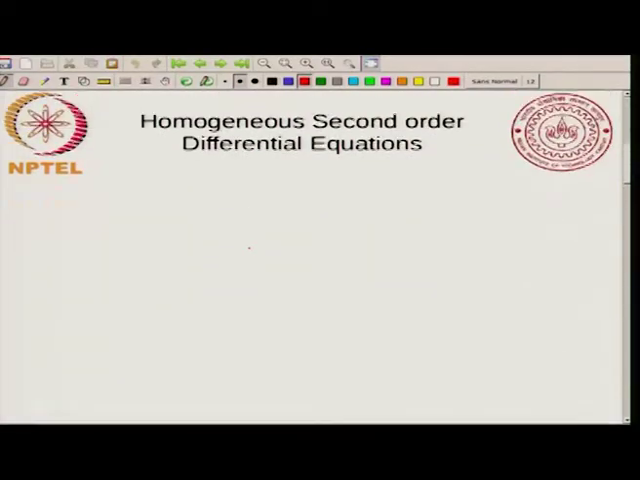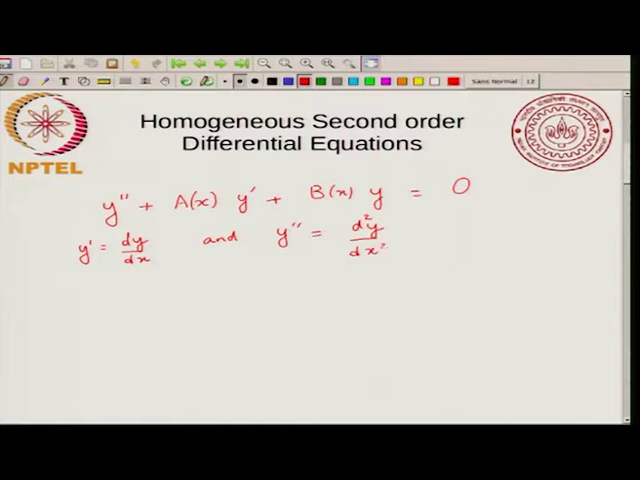So, let us get back to our homogeneous second order differential equation. I will write it in the following form: y double prime plus a of x y prime plus b of x y equal to 0. So, this is our homogeneous second order differential equation, okay. And let me remind you that y prime equal to dy by dx and y double prime equal to d square y by dx square.